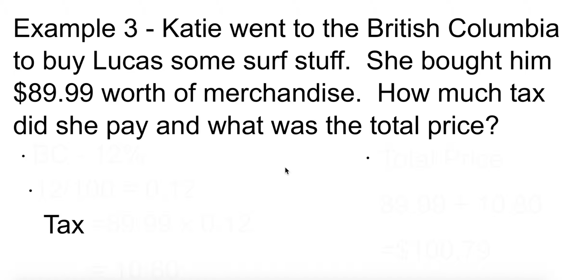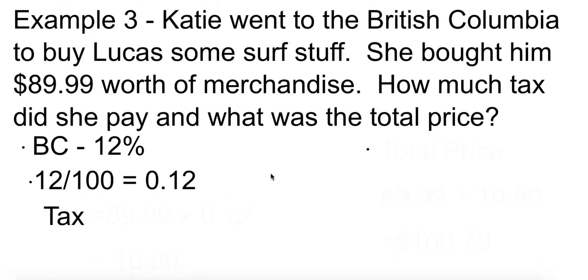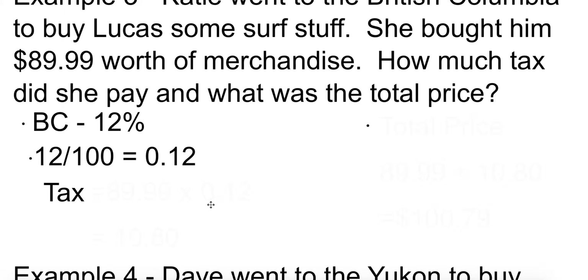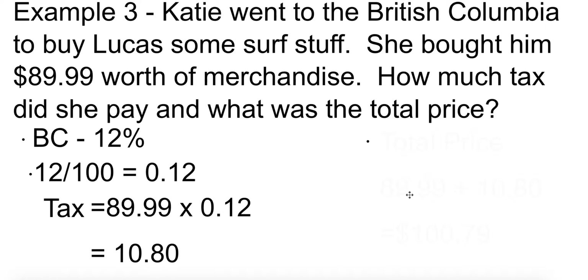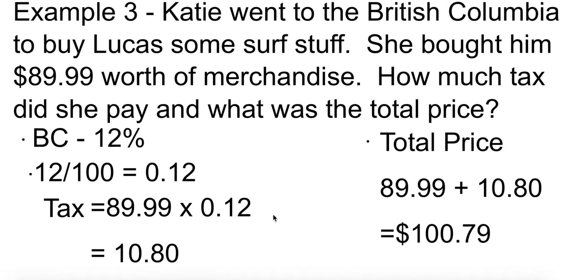Alright, a couple more examples. So Katie went to British Columbia to buy Lucas some surf stuff because they surf out west. She bought him $89.99 worth of merchandise. How much tax did she pay, and what was the total price? BC is 12%, and 12 divided by 100 is 0.12. We multiply our 89.99 by our 0.12, we get 10.80, and we add that to our 89.99. We get $100.79.